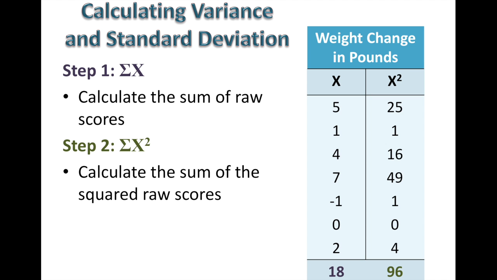So the first thing you want to do is find the sums, right? You want to find the sum of x and the sum of x squared. And again, all sum of means is just added up, right? So you're going to add up 5 and 1 and 4 and 7. You're going to add -1, stay neutral at 0, and then add 2.